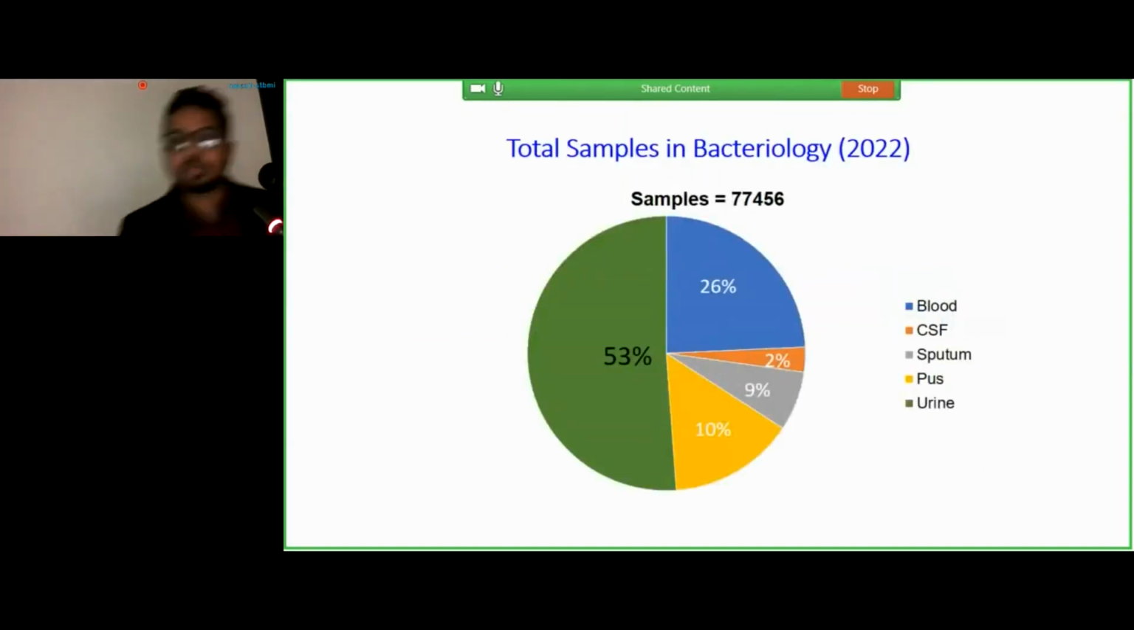So, in the last year, 2022, in bacteriology, we received about 77,006 samples. As you can see, more than half were urine, followed by blood samples around 26%, and 10% were pus. Pus covered all the samples, infected and non-infected, also sterile fluids like pericardial fluid. 9% were sputum or other respiratory samples like TT aspirate, bronchial fluid, and sputum also, and 2% was around.